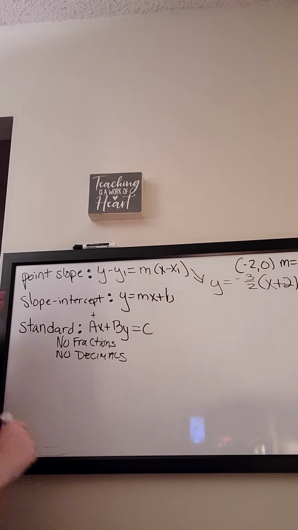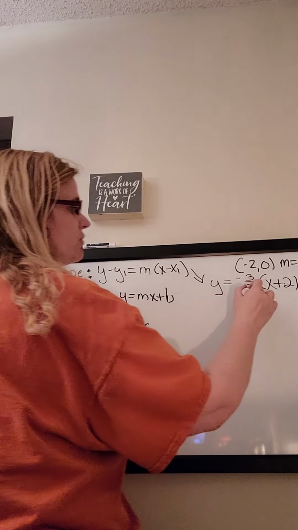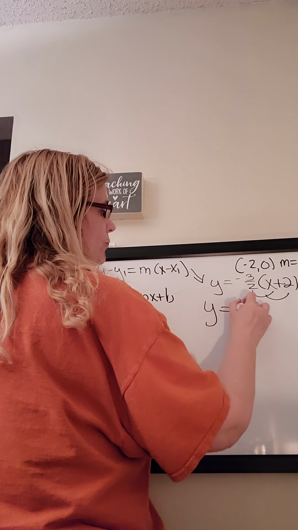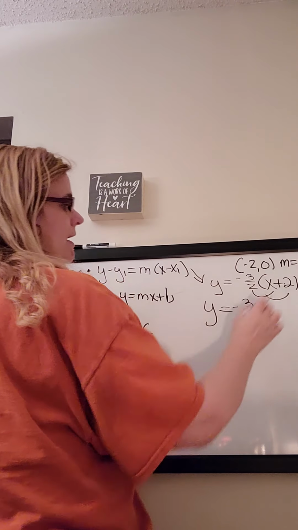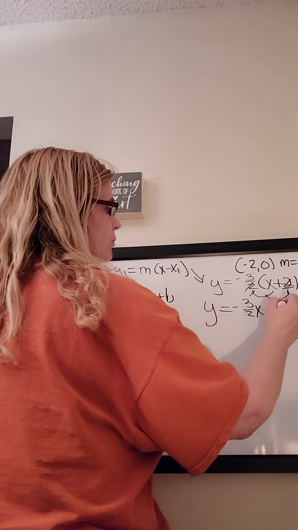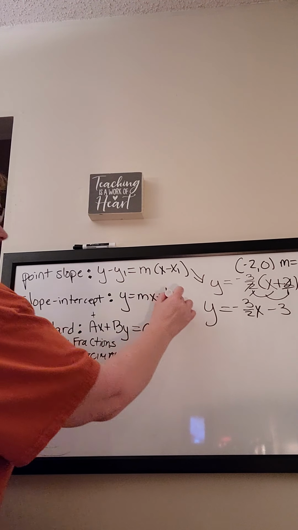I'm going to change that now to be in slope intercept. Y equals mx plus b. So I'm going to have to do distributive. So y equals negative 3/2 x. And if I put that over 1, I can simplify, minus 3 or plus negative 3. So there we have it now in slope intercept.